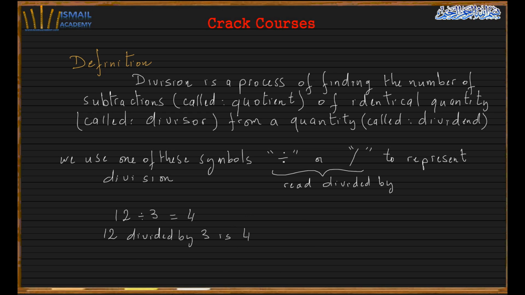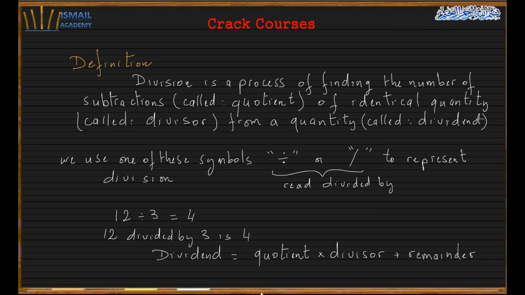So the general notation of division, we will have dividend is equal to quotient times divisor plus remainder, and this is what you call Euclidean division, and this is the Euclidean representation of the division.